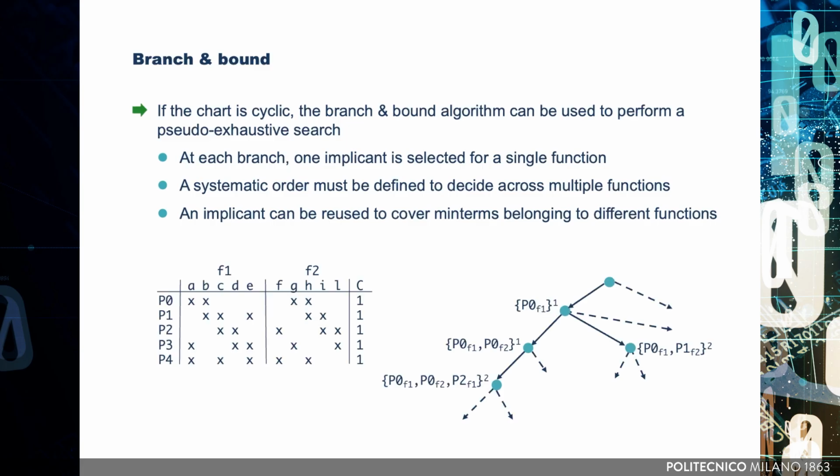Here's an example of a cyclic table of a problem considering the cardinality as cost function. On the right, we see the corresponding branch and bound tree. We first select P0 for F1, yielding a cost of 1. Then, we select P0 again for F2, which does not increase the cost under the cardinality metric. Next, we select P2 for F1, increasing the cost by 1. And so on, alternating selections between F1 and F2.